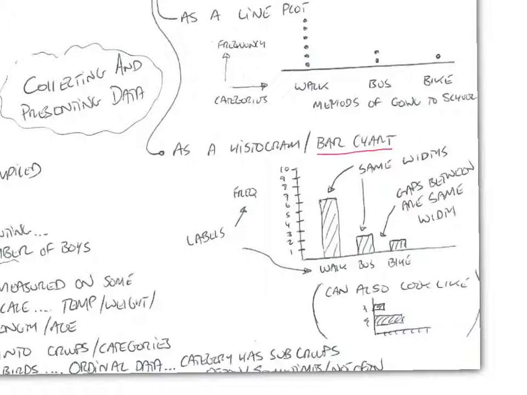A bar chart again has the categories along the horizontal axis and the frequency along the vertical axis, how often something occurred. Notice how we label the axis. Notice how our bars are the same width for the data, and we have gaps between the bars, and they're the same width as each other and also the same width as the data bars.